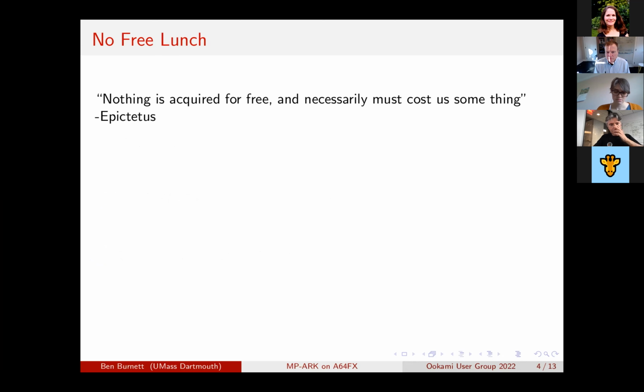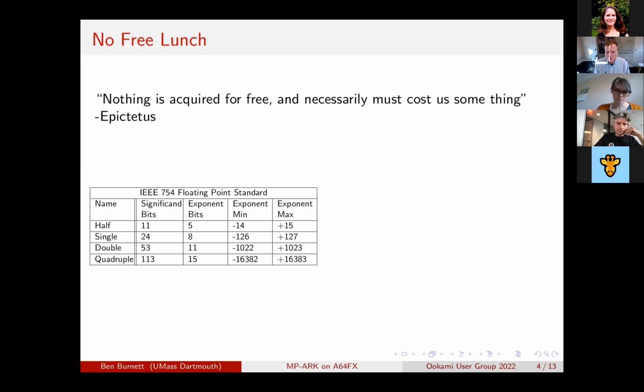Particularly in the case of mixed precision methods, this shows its head when dealing with floating point precisions. Typically in scientific computing, we've been limited to single and double precision. In many applications, you would find that double precision is considered a high precision and single precision is considered a low precision. But with modern architectures, half and quadruple precisions have been showing up, and half precision is the one we are curious to look at on the A64FX.